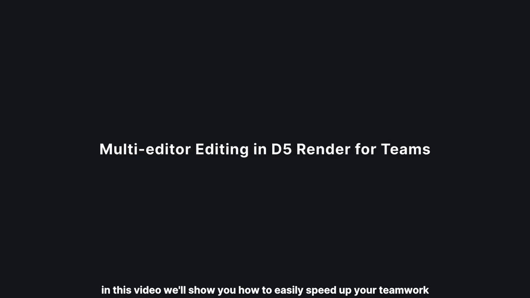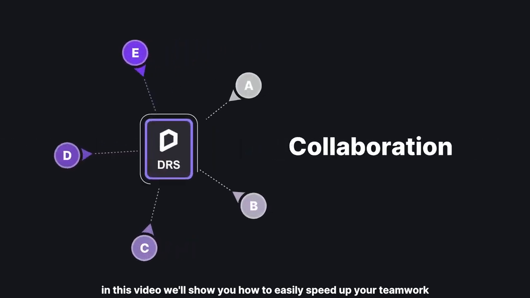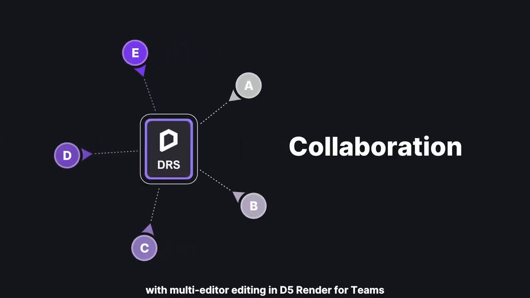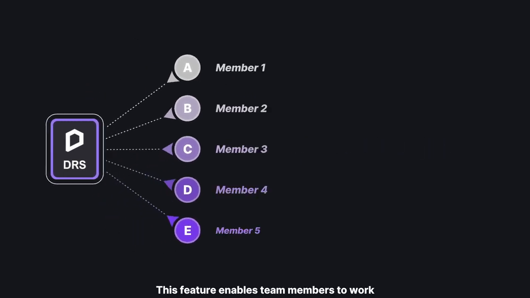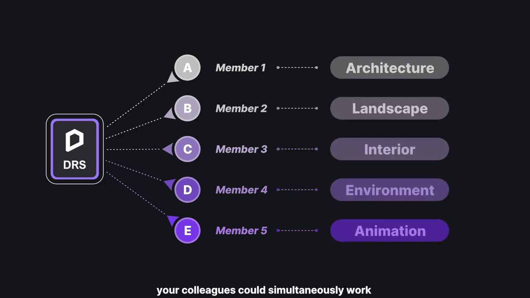Hi, in this video we'll show you how to easily speed up your teamwork with multi-editor editing in D5 Render for Teams. This feature enables team members to work on different parts of a project at the same time. For example, while you're focusing on the main architecture, your colleagues could simultaneously work on the landscapes or interiors.